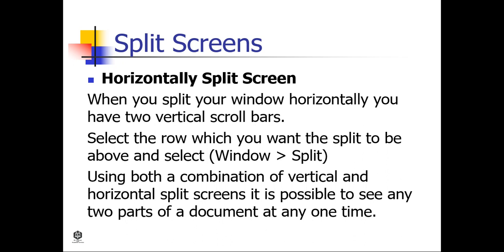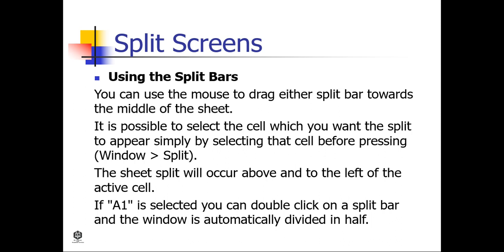When you split your window horizontally, you have two vertical scroll bars. Select the row which you want the split to be above and select Window, then Split. Using both a combination of vertical and horizontal split screens, it is possible to see any two parts of a document at any one time. Using the split bars, you can use the mouse to drag either split bar towards the middle of the sheet. It is possible to select the cell which you want the split to appear simply by selecting that cell before pressing Window, then Split. The sheet split will occur above and to the left of the active cell.